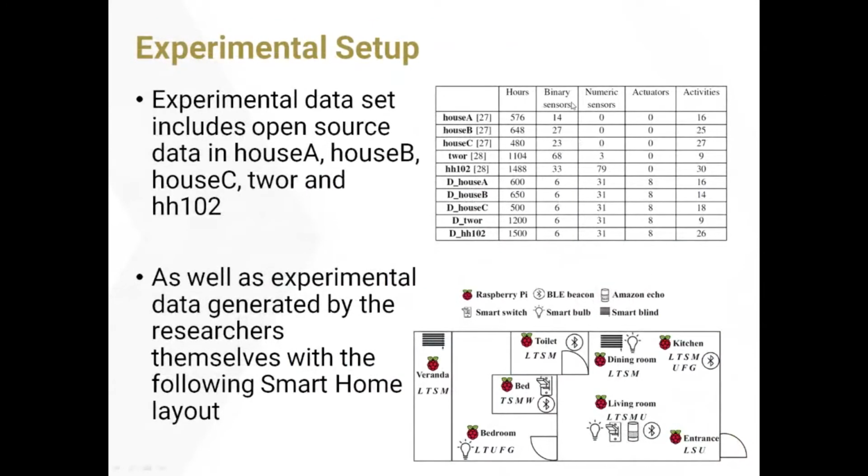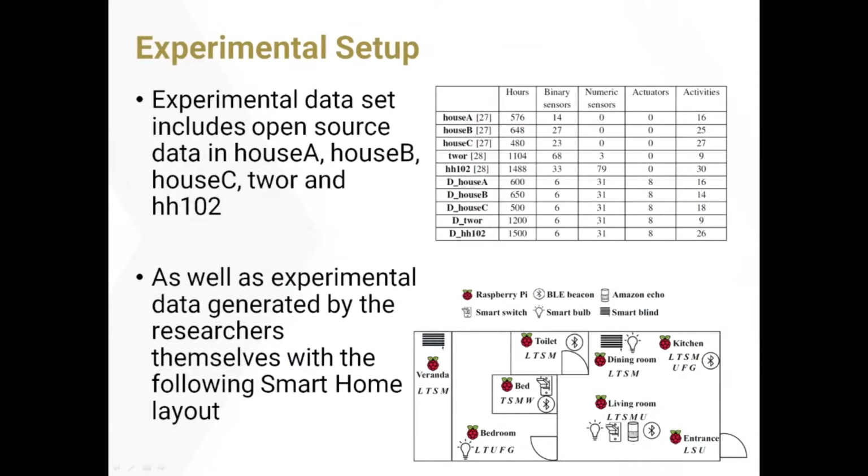The experimental setup, so what the researchers did is they took some open source data that's marked here by House A, House B, House C, TWR, and HH 102. So most researchers that are in this area, they all have access to these openly available data sets, but that wasn't enough for this research because the openly available data wasn't too realistic. It seemed that they didn't actually perform the experiments and collect the data in an actual smart home or in a smart home that's very objective. So maybe the data collected there was just so that it can fit the current research being done by the other universities.